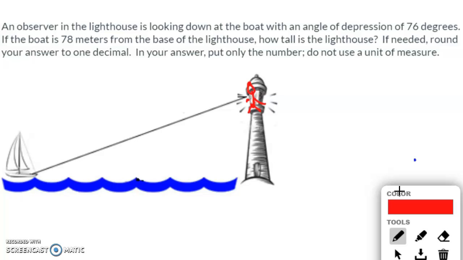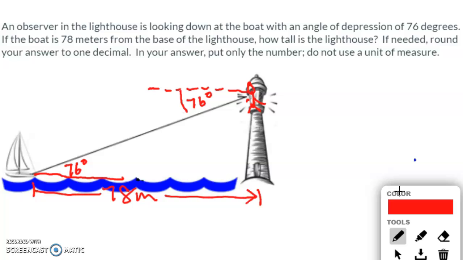Okay, so the angle of depression, remember, is the angle that is made to the horizontal to the line of sight. So that means this is 76 degrees. That also means I know that this is 76 degrees because horizontals are always parallel to each other. And the boat is 78 meters from the base of the lighthouse. So the boat is 78 meters.